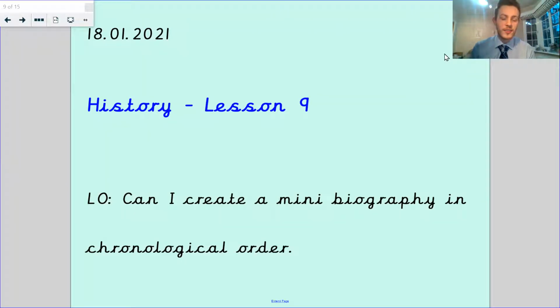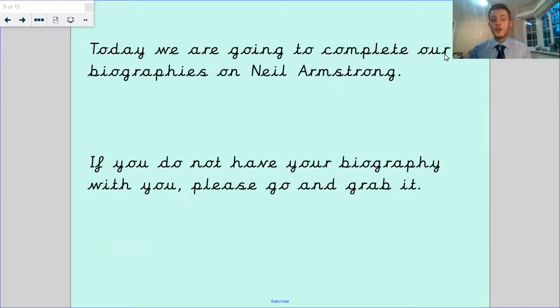So we're on our history lesson. This is our 9th history lesson this term. So it's the 18th of the 1st, 2021. Our learning objective is, can I create a mini biography in chronological order? So we're going to be carrying on with our Neil Armstrong biographies. Today we're going to complete them.